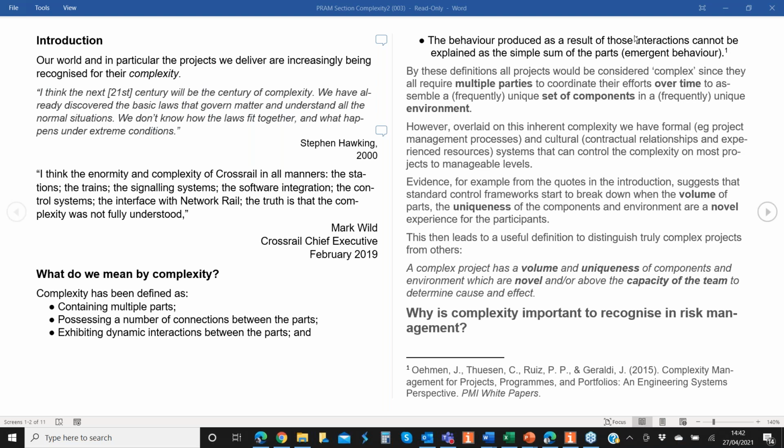So this is really trying to pull together lots of the discussions we've been having over the last couple of months.